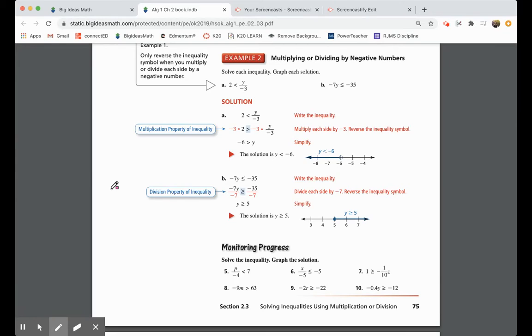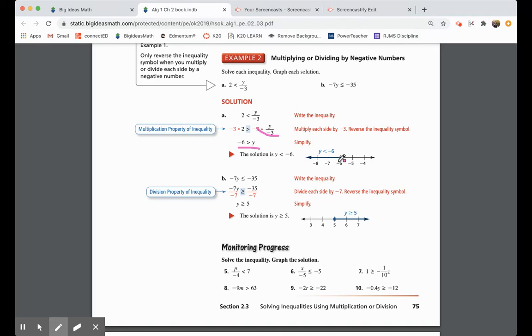Okay, example 2, on A and B. These are where you've seen this before, you've just forgotten, where when we have negatives, they make you have to flip your inequality sign. So on A, I have 2 is less than y divided by negative 3. To solve for y, we do the opposite and multiply by negative 3 on both sides. When you do that, you have to flip your inequality sign. So it went from less than to now greater than. So we have negative 6 is greater than y, and then you graph your solution.